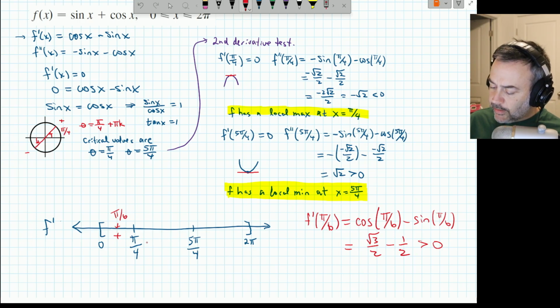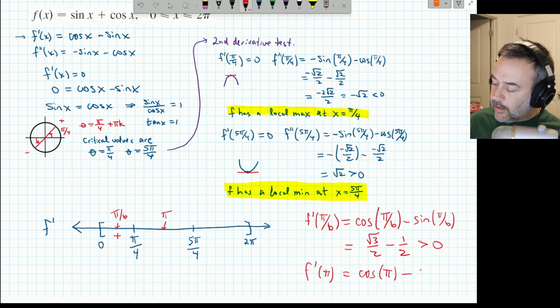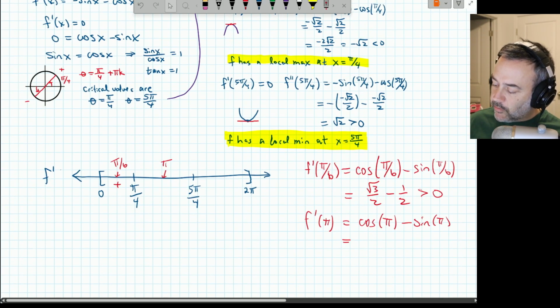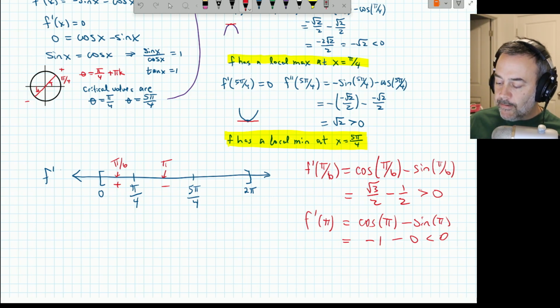And now we want to plug in something in between here. Pi is very easy. f prime of pi is cosine of pi minus sine of pi. Cosine of pi is, of course, -1. Sine of pi is 0. That is negative, so that's negative. And you're going to find that this is positive. It'll switch. You can check it.